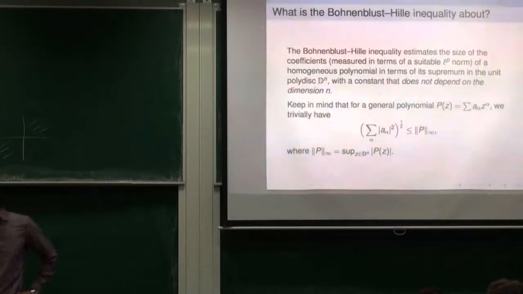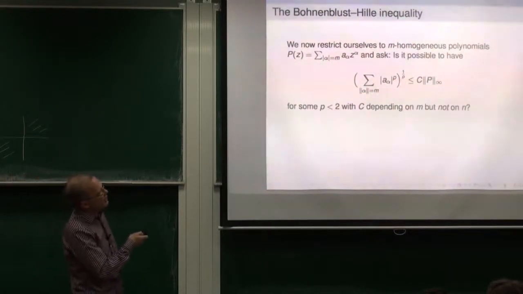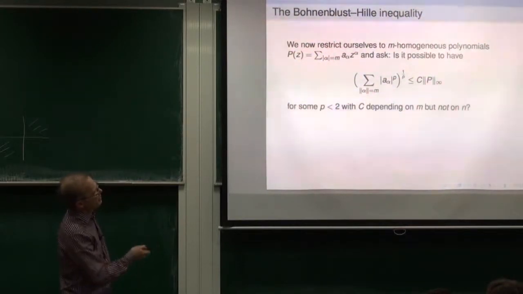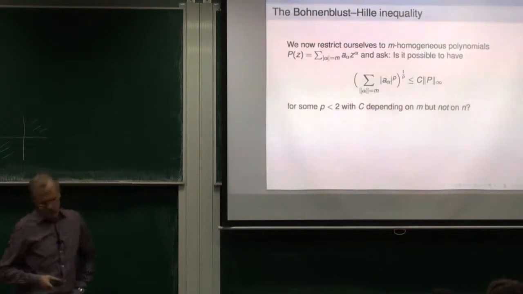But what I'm asking is, if we now restrict to m-homogeneous polynomials, is it possible that we could have a smaller p on the left-hand side, p instead of 2, and still have a constant here which does not depend on the dimension? We allow it to depend on m, the degree, but not on the dimension. If p gets smaller, then the norm on the right-hand side gets bigger.